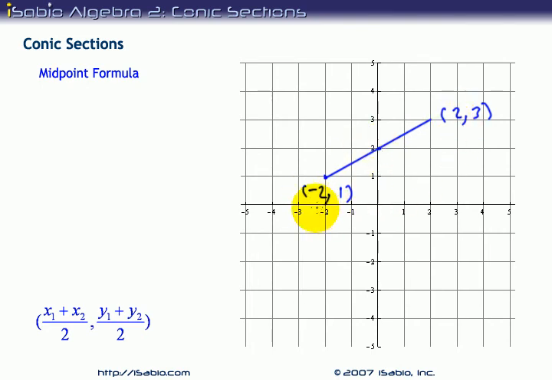Let's see if we can get this answer by averaging the coordinates. So let's add them: negative 2 with 2. That's 0 over 2, which is 0, isn't it? What about the height here? Well, you average 1, the y coordinate, with 3. So that is 4 over 2, which is 2. So that's the computed midpoint. And is it right? Yes, it is 0, 2.